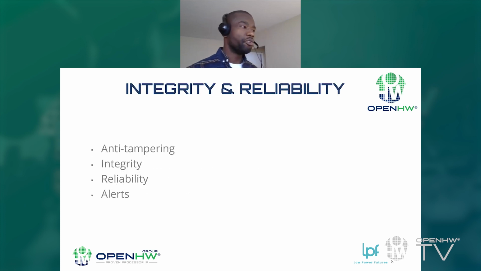Here is a brief overview of the integrity and reliability features of the system. It includes both anti-tampering functions and integrity checks on the interfaces and the register files. It also includes a reliability function inside the application core and extended across the entire system. And it includes a system that generates an alert when the integrity functions or the anti-tampering functions are violated.